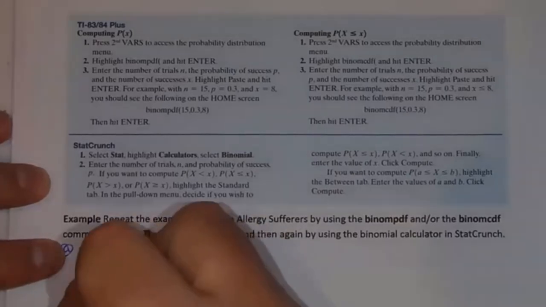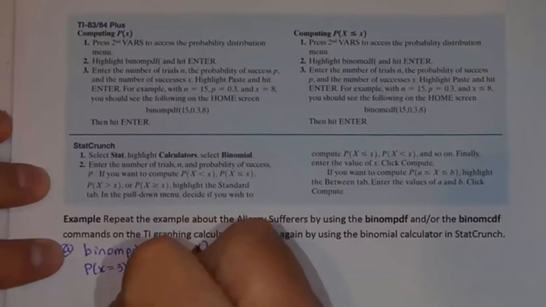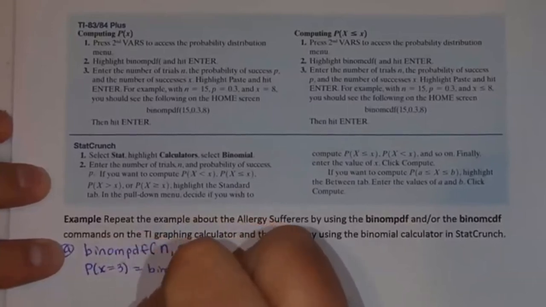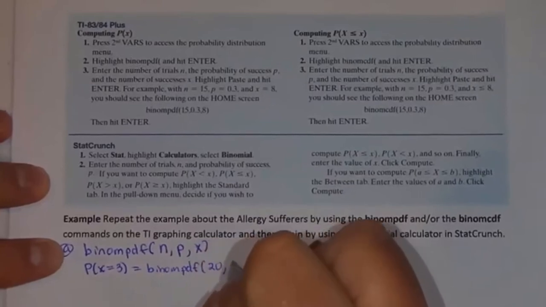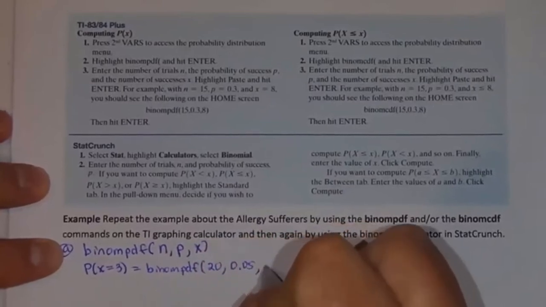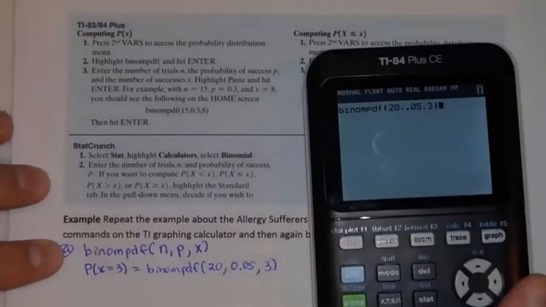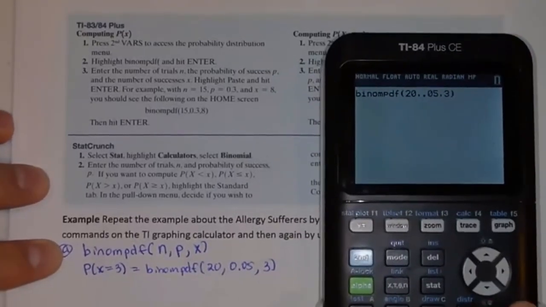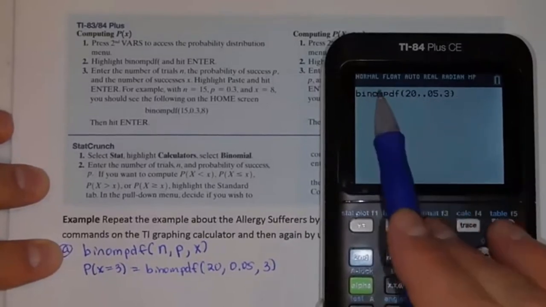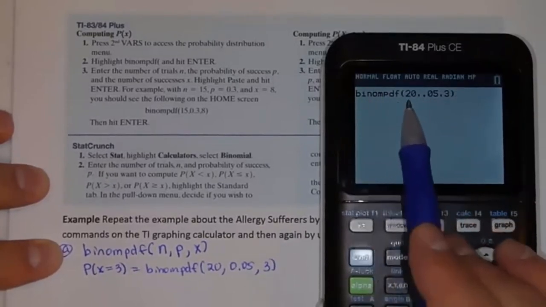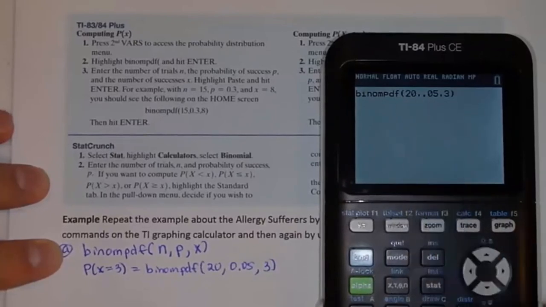So in this case, since I'm looking for the probability of X equals 3, that's going to be Binomial PDF 20, 0.05, 3. That's going to give me the probability of 3 successes. If you have an older calculator, you don't get the window like I did. You get Binomial PDF, so you have to type the part in parentheses in, 20, 0.05, 3.